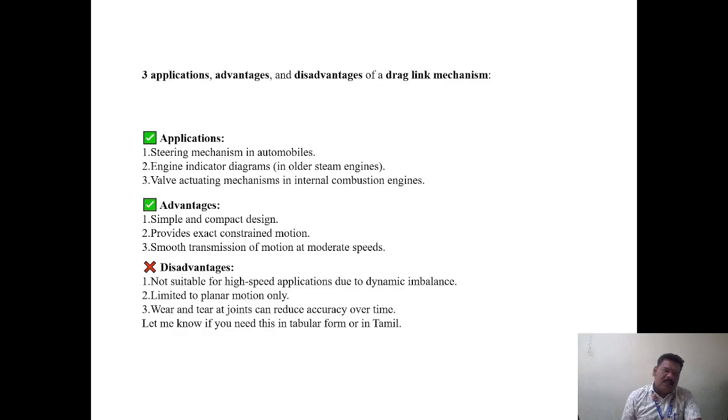And these are the advantages, applications and disadvantages of the drag link mechanism. The main application is the steering mechanism in automobiles, and in engineering, the engine indicator diagram and valve actuating mechanism in ICE engines. The main advantages are simple and compact design, providing exact constrained motion. The main disadvantages are: not suitable for high-speed applications due to dynamic imbalance, limited to planar motion only, and wear and tear at the joints increasing over time.